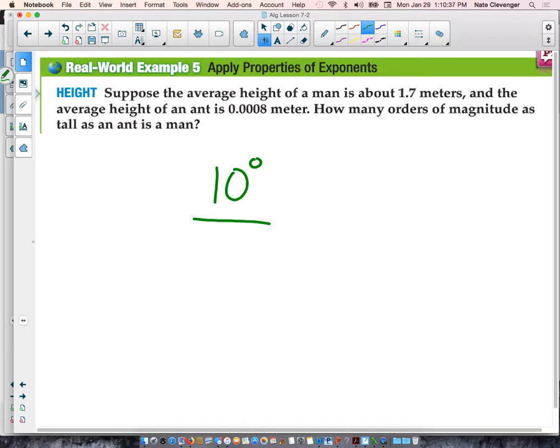0.0008. Okay, what decimal place is this in? Tenths, hundredths, thousandths, ten-thousandths. So it's 8 ten-thousandths. So is that closer to 1 ten-thousandth or 1 thousandth? I don't know. I'm gonna go 10,000. So let's see, 0.0008.